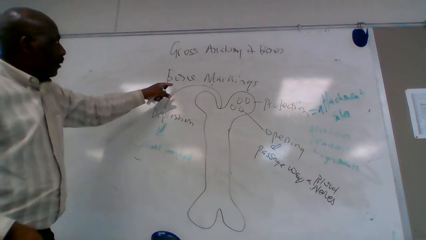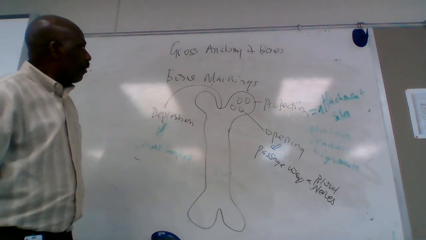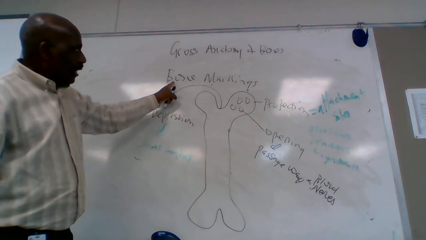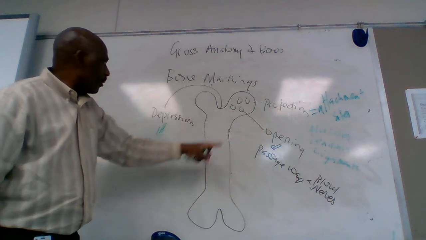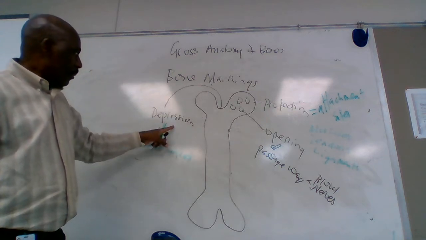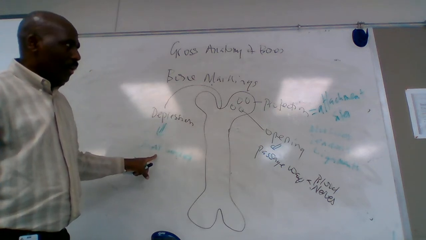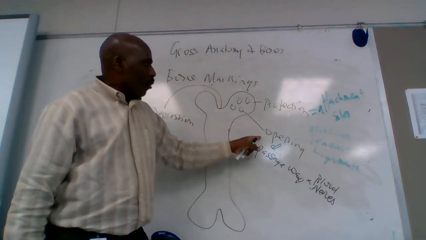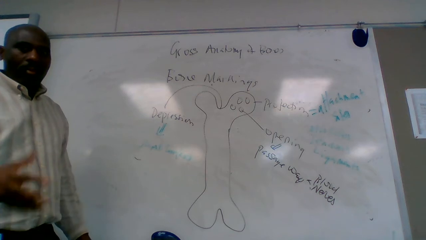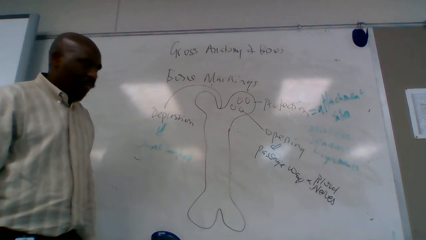We are still under gross anatomy of bones. We are just done looking at bone markings. So there are three main bone markings: projections, openings, and depressions. Depressions are used for making joints. Projections are used for attachment, and openings are used as passageways for blood vessels and nerve cells.